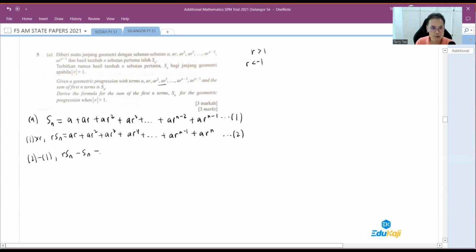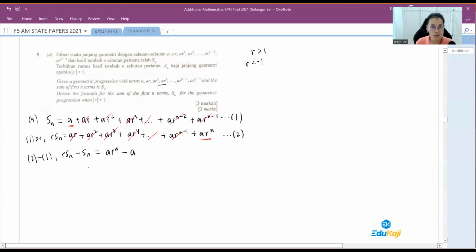Okay, when you subtract, let me show you here, ar is going to cancel with this ar. Your ar squared is going to cancel with this. ar cubed is going to cancel with this. Now ar^4 is going to cancel this term here, not shown. ar^(n-1) is going to cancel with this. The term before ar^(n-1) is going to be ar^(n-2), so you're going to cancel this. So what we have left is the first term of equation 1 and the last term of equation 2. Since we are taking 2 minus 1, I'm going to write ar^n minus a. So these are the two leftover terms.